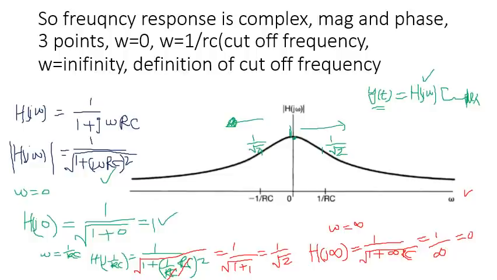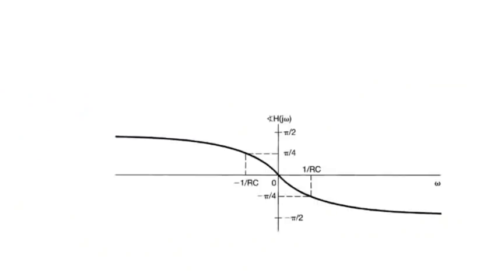So let's find the phase response of this. To find the phase response, for example, you have a complex number z such that z equals a plus j b. The phase of this will be equal to tan inverse of imaginary over real, so tan inverse b over a.